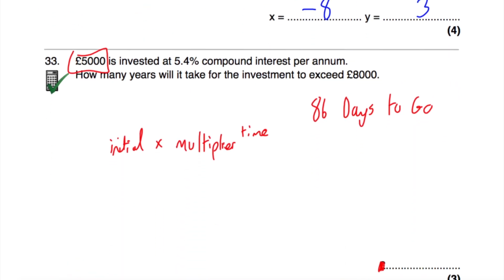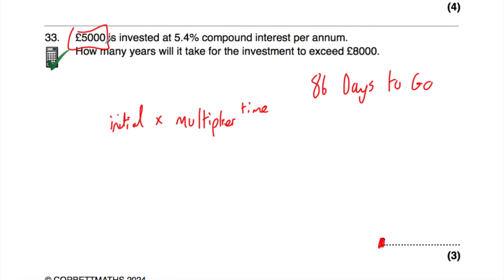Okay, now last question. Our last question says, £5,000 is invested at 5.4% compound interest per annum. How many years will it take for the investment to exceed £8,000? So we've got initial multiplied by the multiplier to the power of time. I wrote that earlier in the hints video yesterday. So the initial amount of money is going to be 5,000.